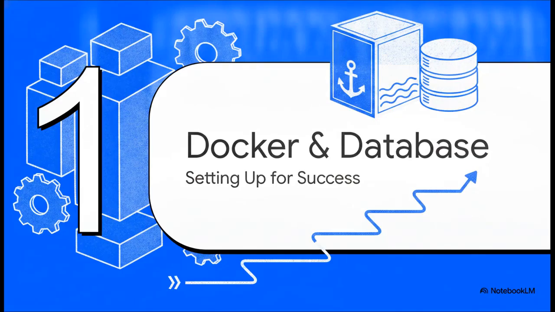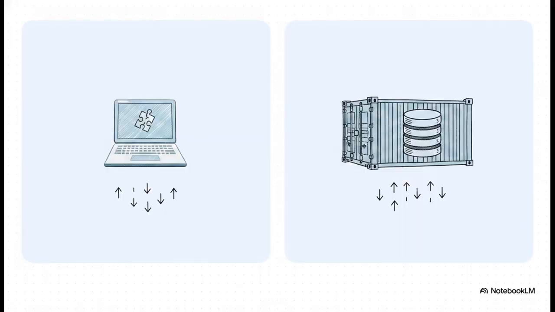Section 1. Docker and Database Foundation. Setting up for success. By default, Django uses SQLite, right? Which is great, but it stores everything inside a single file. That's perfectly fine locally, but production applications really need a robust engine like Postgres. But here's the catch. How do we ensure our local setup matches our production setup perfectly?